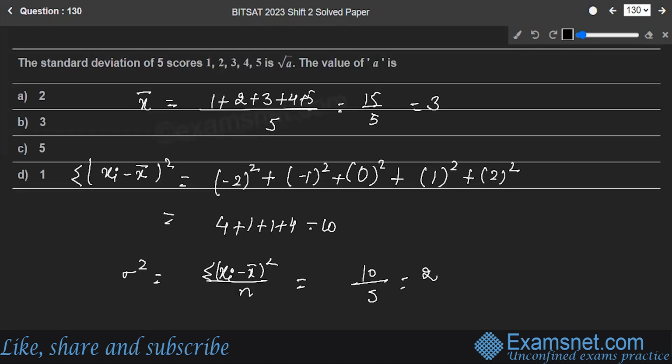This is root A. So root 2 is equal to root A. That makes A equal to 2. So you have option A as the right answer. So students, with that, we have completed all the 40 questions of the BITSAT 2023 Shift 2 paper.